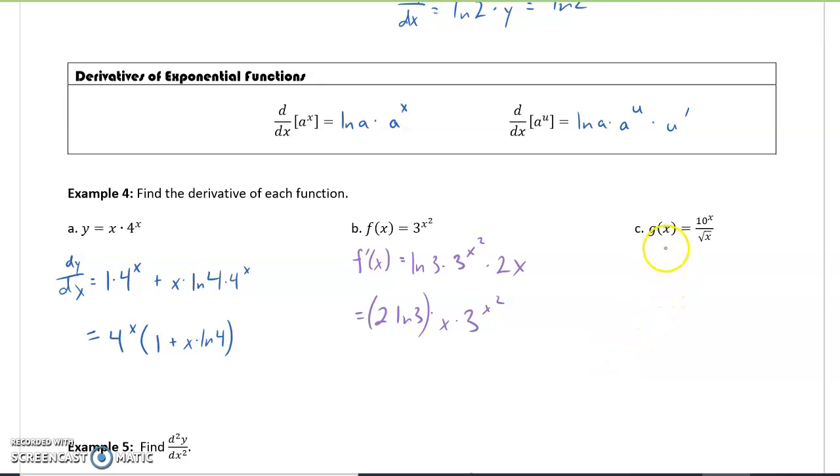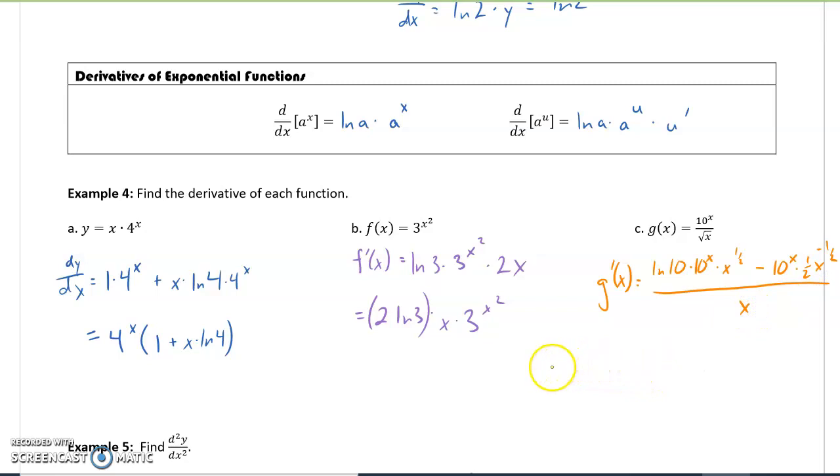You might want to consider logarithmic differentiation on this one, or alternatively, quotient rule. I'll go ahead and do quotient rule. Why not? It's been a while since I've done quotient rule. So u prime v is going to be natural log of 10 times 10 to the x times x raised to the 1/2 minus uv prime, so 10 to the x times 1/2 x to the negative 1/2. And that's going to be all over v squared, which is going to be x.